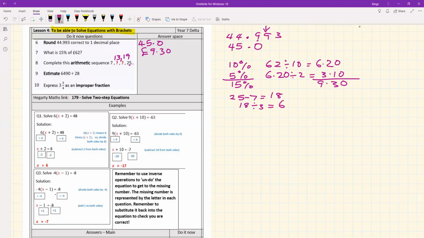So that's correct. Those are our missing terms in that sequence. Estimate 6,490 divided by 28. Because it says estimate, I'm going to round each of these numbers to one significant figure.